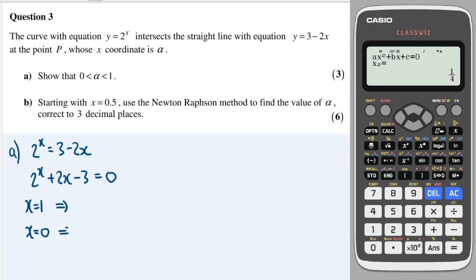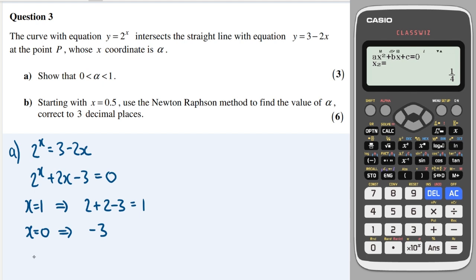And what I'm looking for is a change of sign, because if there's a change of sign between 1 and 0, then it means the curve must cross through the x-axis, and therefore there must be a root to this equation, which means there's a solution to this equation, which means there is an intersection point. Okay, so when x equals 1, we get 2 plus 2 minus 3, which is equal to 1. And when x is 0, we just get minus 3.